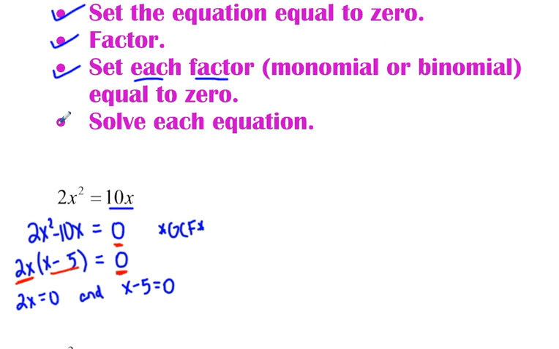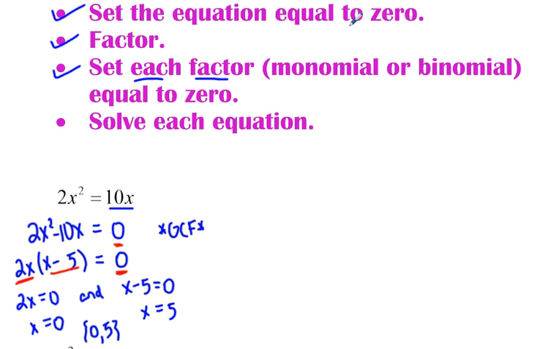For my final step, I will solve each equation. So in my first equation, I'll divide by 2 to get x equals 0. And in my second equation, I'll add 5 to get x equals 5. The two solutions to my problem are 0 and 5, written as a solution set, least to greatest.